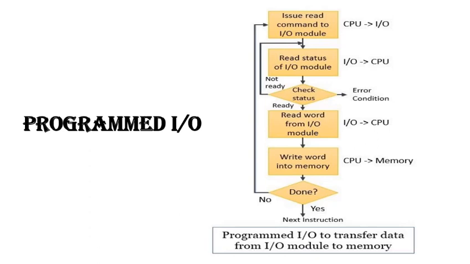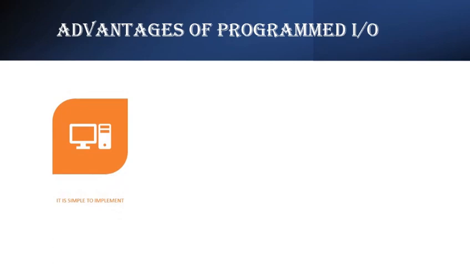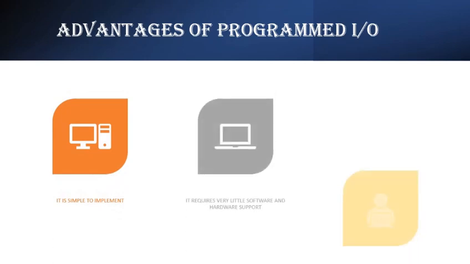It then checks if the transfer of the entire data has been completed. If not, then it again issues a read command to the I/O module, and this process keeps on repeating until the entire data has been transferred. After this, the CPU goes on to the next instruction. So basically, this is what programmed I/O is. We will further be learning about the advantages and disadvantages of programmed input output.